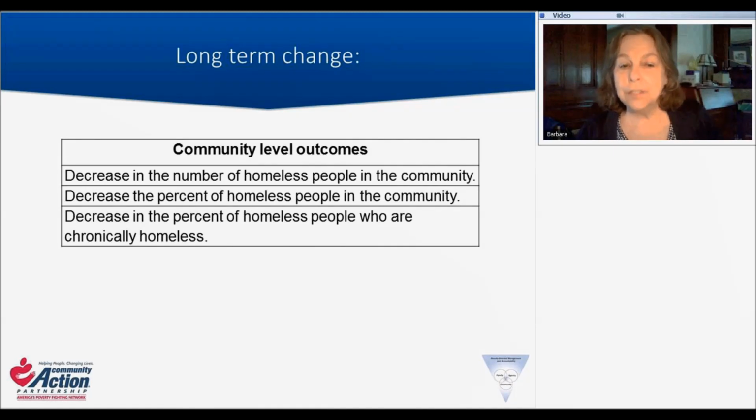And in the long term, a decrease in the number of homeless people, a decrease in the percent of homeless people, and a decrease in the percent of homeless people that are chronically homeless are what we're looking for.